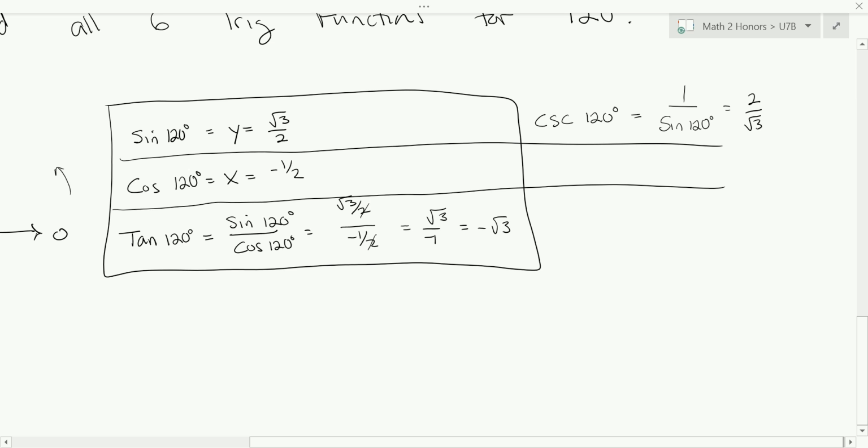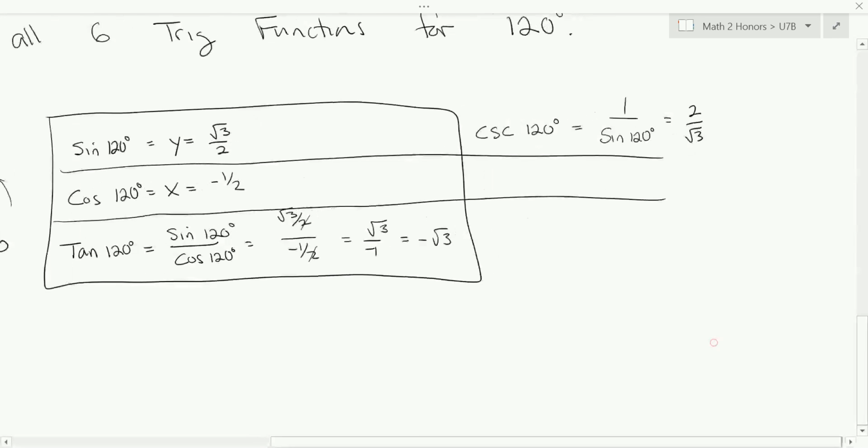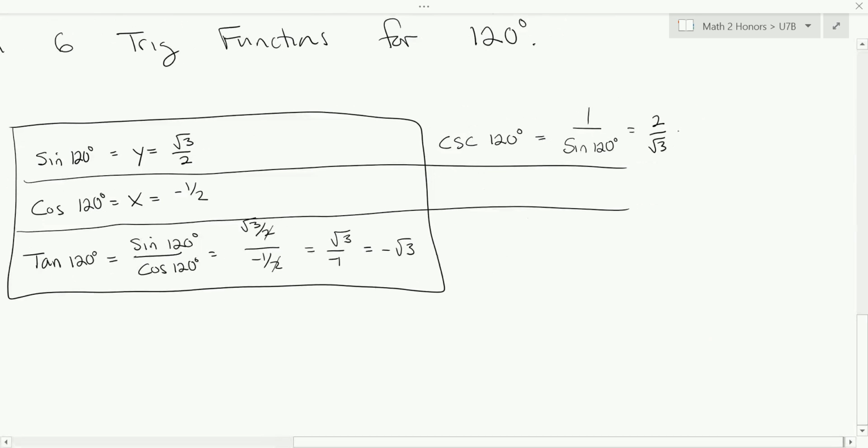You could put 1 over root 3 over 2, but that's a complex fraction, and you're welcome to do that. But then the next step is you take the bottom part of the fraction, flip it over, and you end up back at 2 over root 3. Because when you write 1 over sine of 120, that means take whatever the sine of 120 is, and flip it over. That's what that means. But we need to fix this. We can't have a square root of 3 in the denominator, so we need to multiply top and bottom by root 3 and get 2 root 3 over 3.